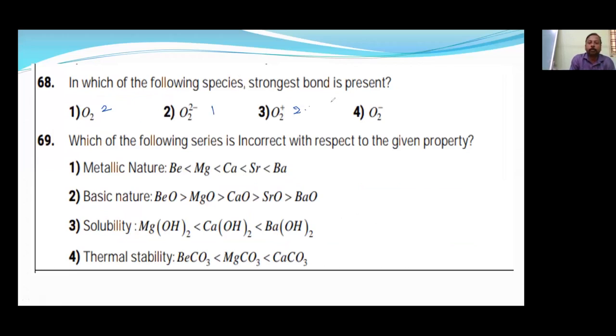This bond order is 2.5. This bond order is 1.5. How to find out like this? Already I have told you the trick to find bond order. You type and you will get that video.